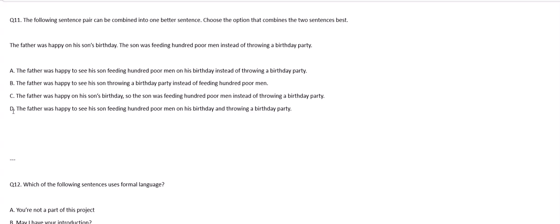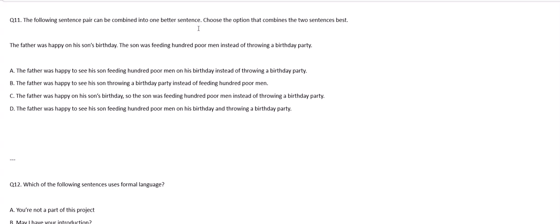Let's cross check option D. The father was happy to see his son feeding 100 poor men on his birthday and throwing a birthday party. If you see option D, they are telling that his son has fed 100 poor men and also thrown a birthday party. In this sentence, they're telling his son has done both the actions.